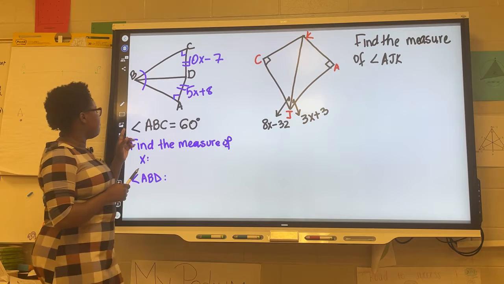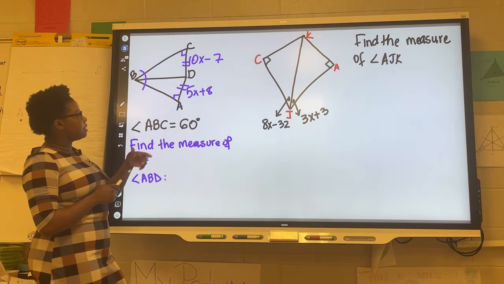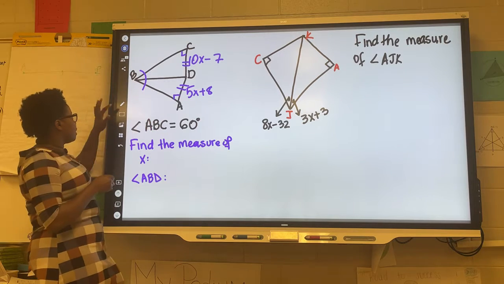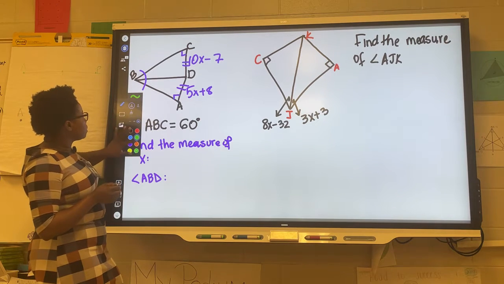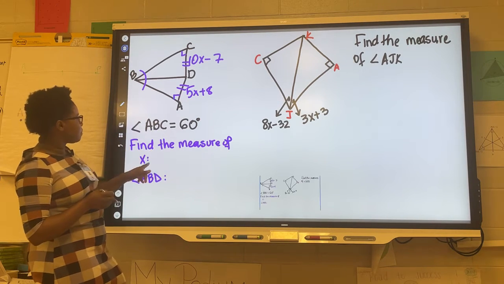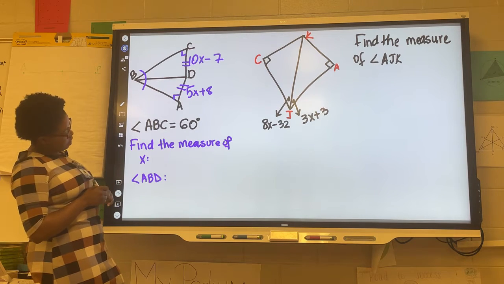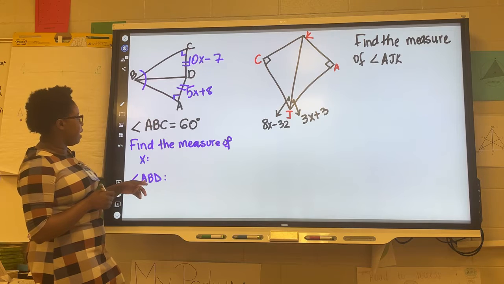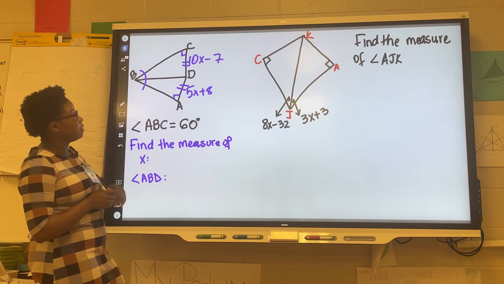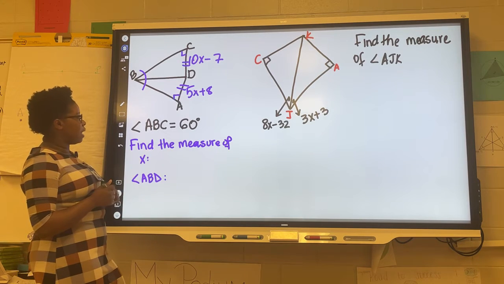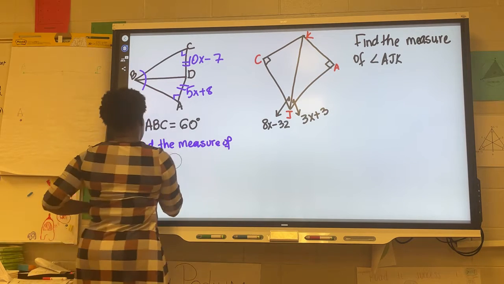So they said that angle ABC is equal to 60. So ABC is the entire thing there, and that's equal to 60. So if we want to find the value of x and the value of angle ABD, we have to find x and then we find that one, or it can be vice versa. But since we know what the angle is, let's go find the angle first.